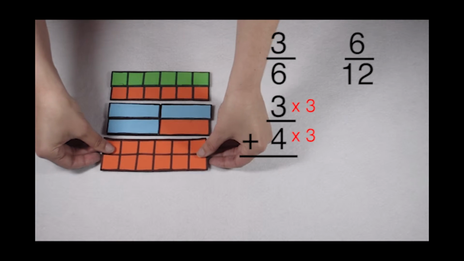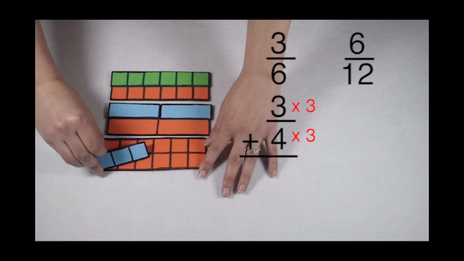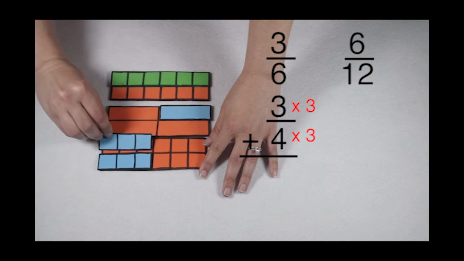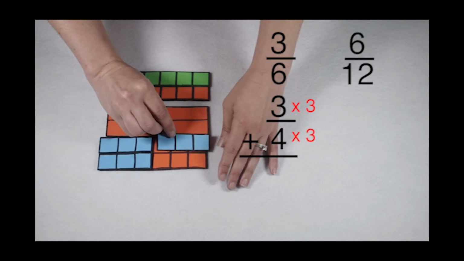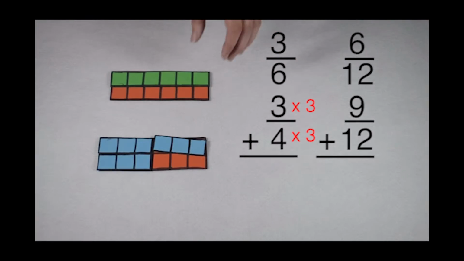4 times 3 gives me 12, so since I multiplied my denominator by 3, I can multiply my numerator by 3 as well. 3 times 3 gives me 9, so 3/4 is going to be equivalent to 9/12.